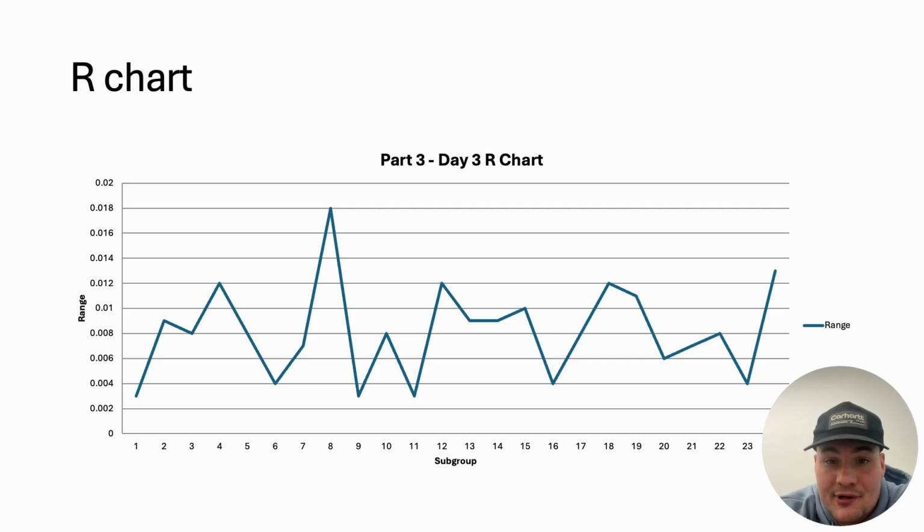This is my day 3 R chart. Once again, pay attention to the numbers. Look at how it's grouped. Look how the chart flows.